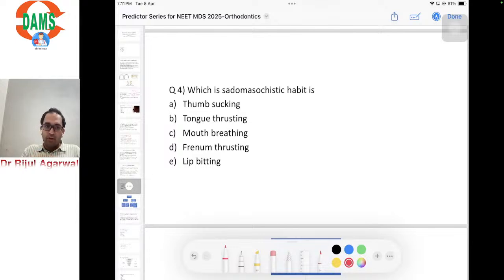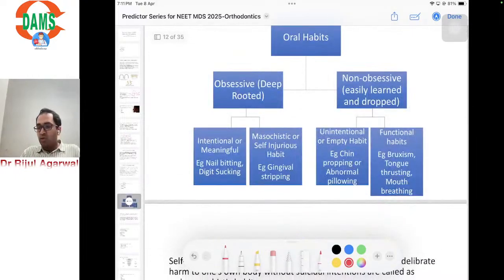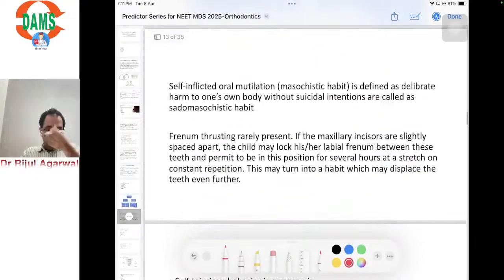Again, quite a controversy was created when the word sado was added. So masochistic or sado means both the same. It's a self-injurious habit in which the patient or the child harms himself and that becomes a habit. An example is gingival stripping. It is defined as a deliberate harm to one's own body without suicidal intentions, known as sadomasochistic habit.